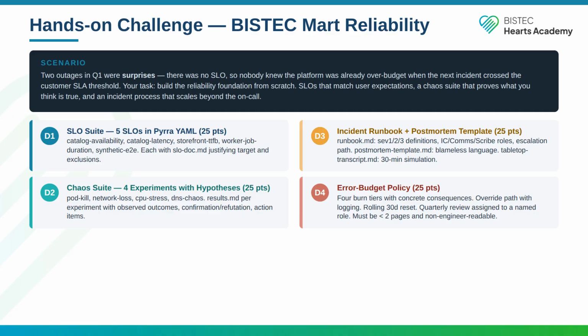Deliverable 3 is the incident runbook, plus a blameless postmortem template. The key requirement: the incident commander is a function, not a seniority level. Your runbook must be executable by anyone who's been trained, not the most senior engineer on call. Deliverable 4 is the error budget policy. 1 page, readable by a non-engineer, override mechanism named, recovery model explicit.